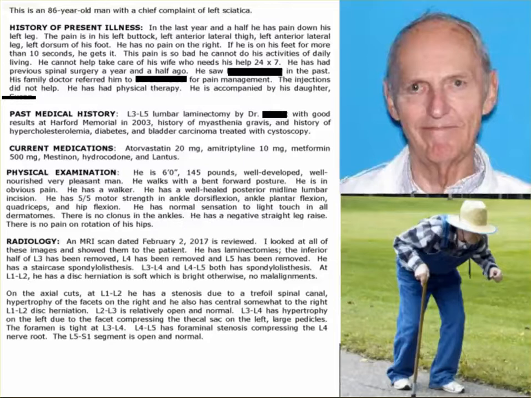He had a previous L3 to L5 lumbar laminectomy in 2003, so 14 years ago. Other medical history: myasthenia gravis, which is mild, hypercholesterolemia, diabetes, bladder carcinoma treated with cystoscopy. On exam, he's 6 feet tall, 145 pounds, a pretty thin man. And he has no significant deficits, no motor weakness, no significant sensory weakness. So any questions so far?